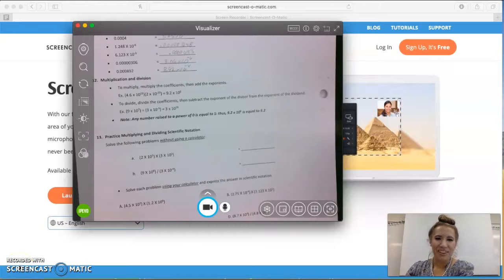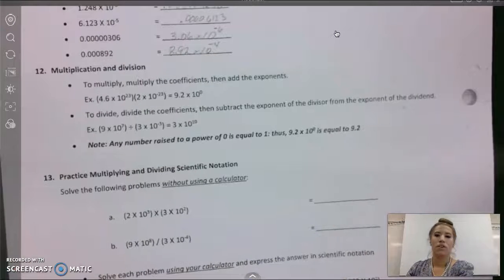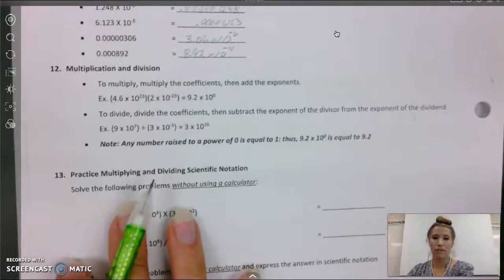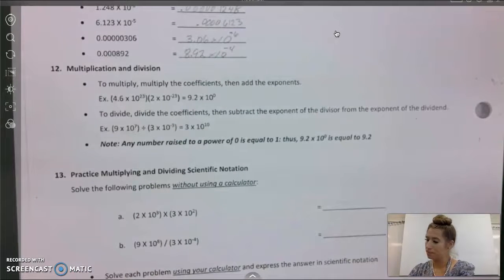Okay, now that we've talked about what scientific notation is and how to recognize if an exponent is making a value larger or smaller, let's talk about multiplying numbers in scientific notation and dividing numbers in scientific notation. Okay, so here are the base rules for multiplying and dividing numbers in scientific notation.